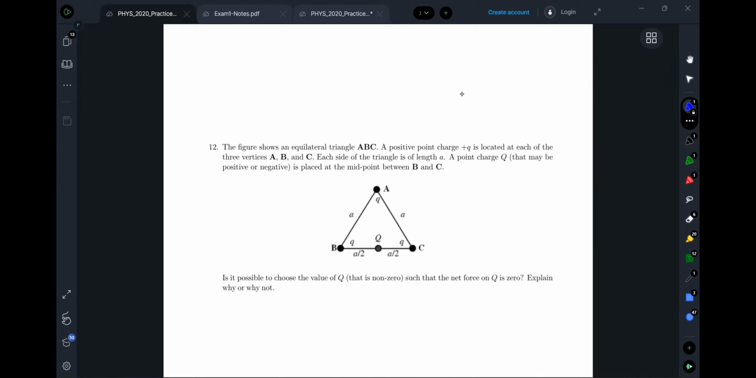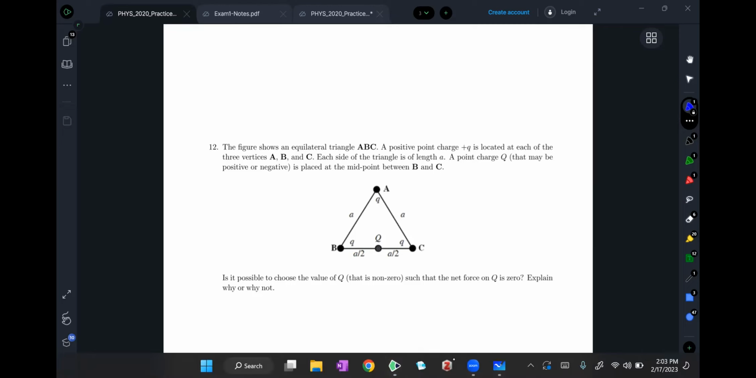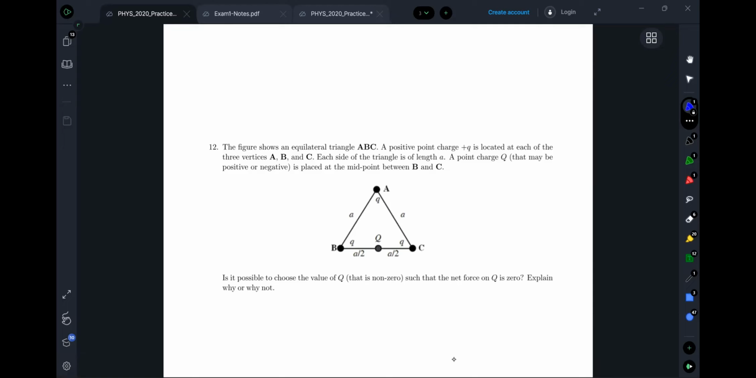So let's see if that'll work for me. So the poll is just yes, it is possible, or no, it is not possible, to have a net force of 0 on that charge, positive capital Q. So is it possible? If so, say yes. If not, say no.